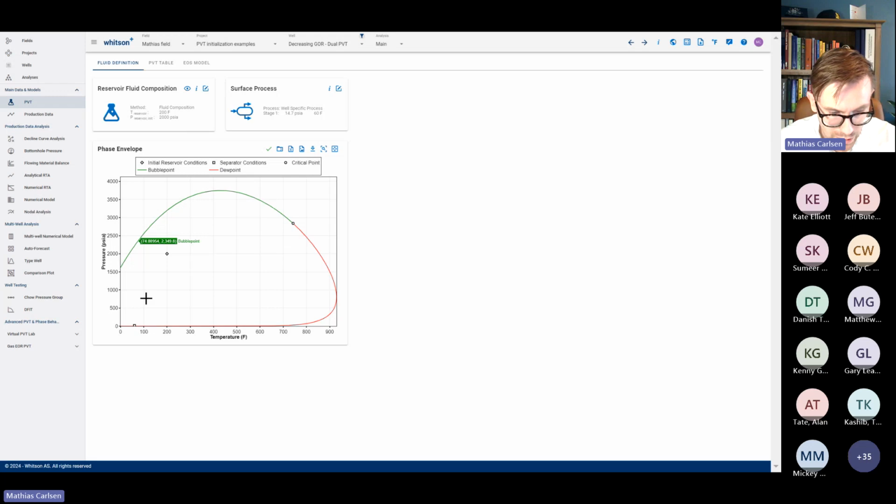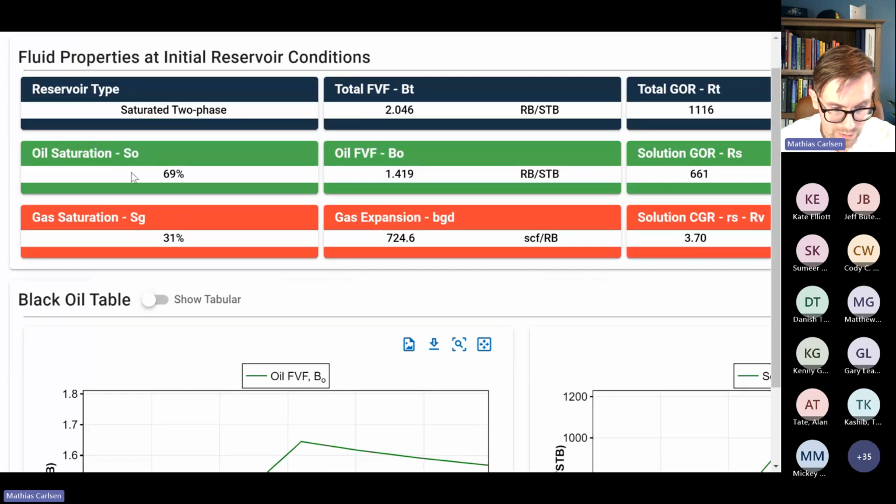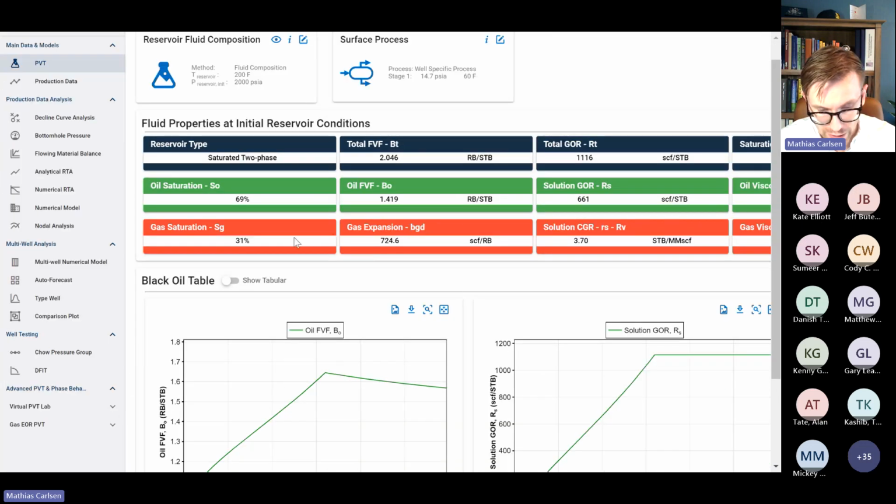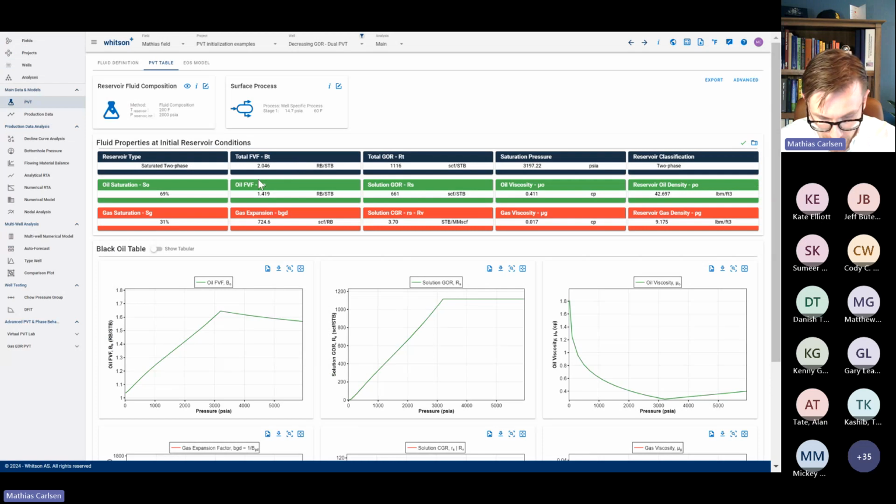But let's say I change my initial reservoir conditions to a lower reservoir pressure. So now I'm down inside the two-phase envelope from day one, and in my PVT table I now have a formation volume factor of the oil zone and a formation volume factor, or expansion factor, for the gas zone. But the total formation volume factor that I can use in this calculation is provided here at the top, already calculated.